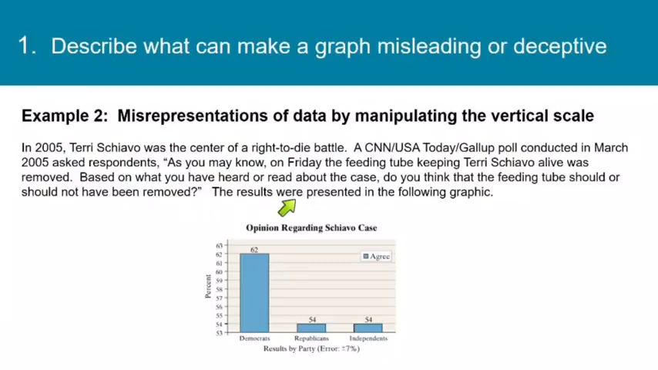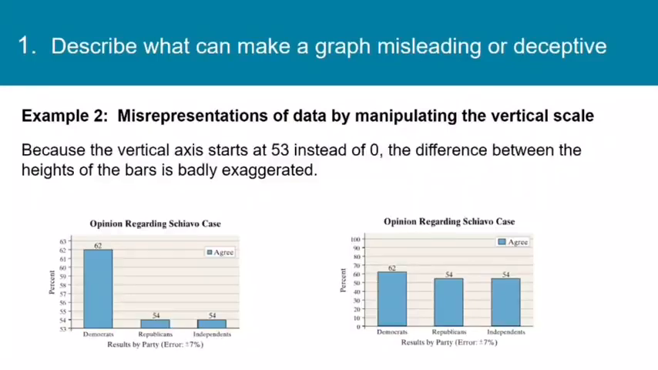The results were presented in the following graphic, and it shows that Democrats agreed much more strongly than either Republicans or Independents. The problem is that if you look closely at this graph, the vertical axis does not start at 0. Let's look at the same graph but zoomed out so that we can see the entire vertical axis.